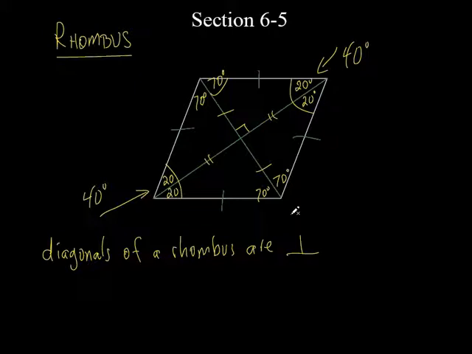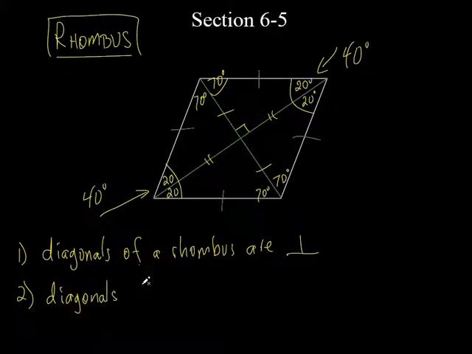So that's something new that we haven't had before. And it's all about a what? A rhombus. So what are the two new things? The diagonals of a rhombus are perpendicular. That's the first new thing that we've learned. And then the second thing is that the diagonals bisect the opposite angles. I'll just shorthand that. The opposite angles. You see that?